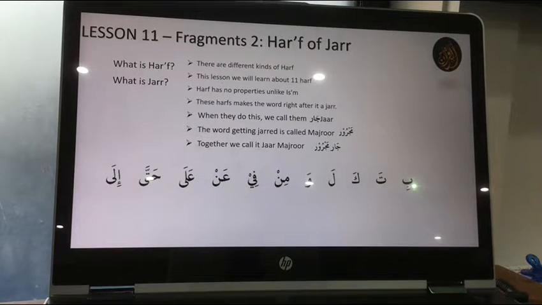It means your, or for you. I mean, like the nasab or jar version. Is it nasab or jar here? It has to be jar, because that lam before makes it a jar. The lam before makes it a jar. So laka means for you.